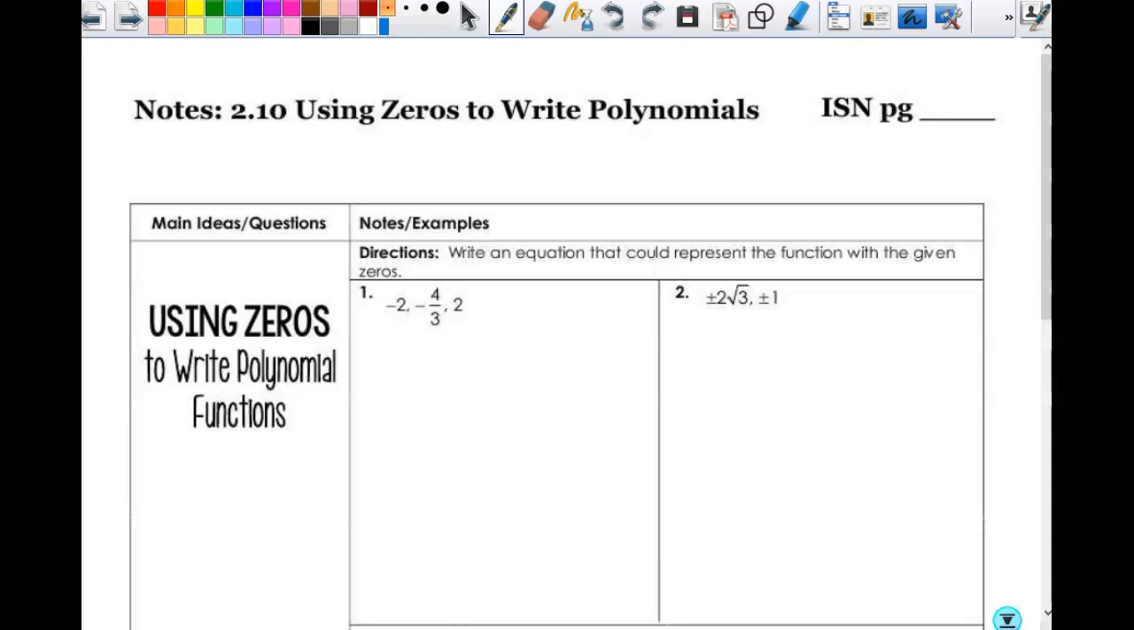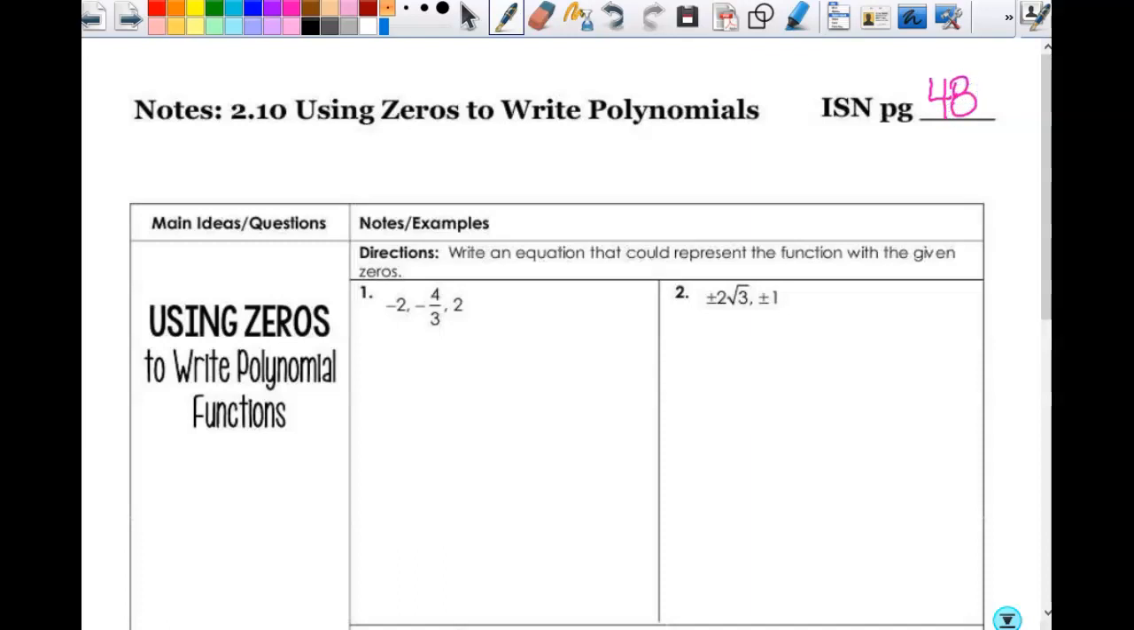Today we are going to be using zeros to write polynomials. We have spent a lot of time finding zeros from our polynomials, whether the zeros were imaginary or real or rational or irrational. And we've taken them and we've factored them and we've sketched them, but we're going to actually take some and write some equations today. This is going on page 48 when we are done.